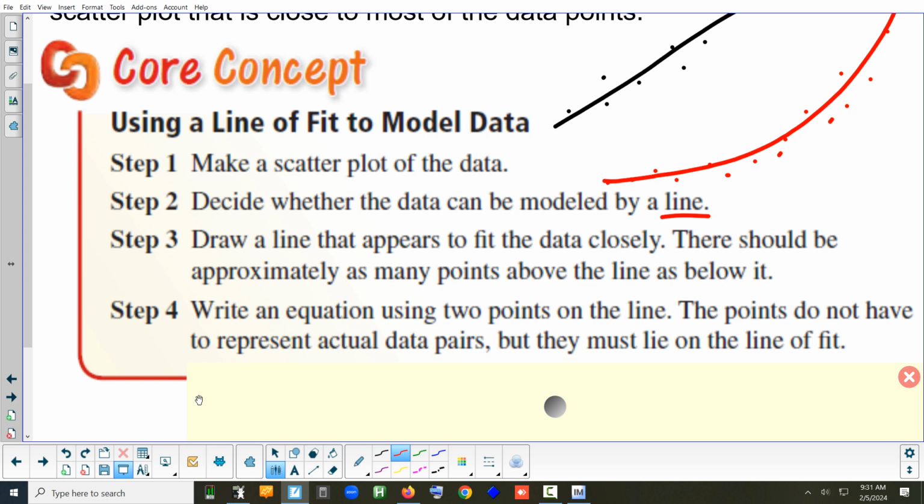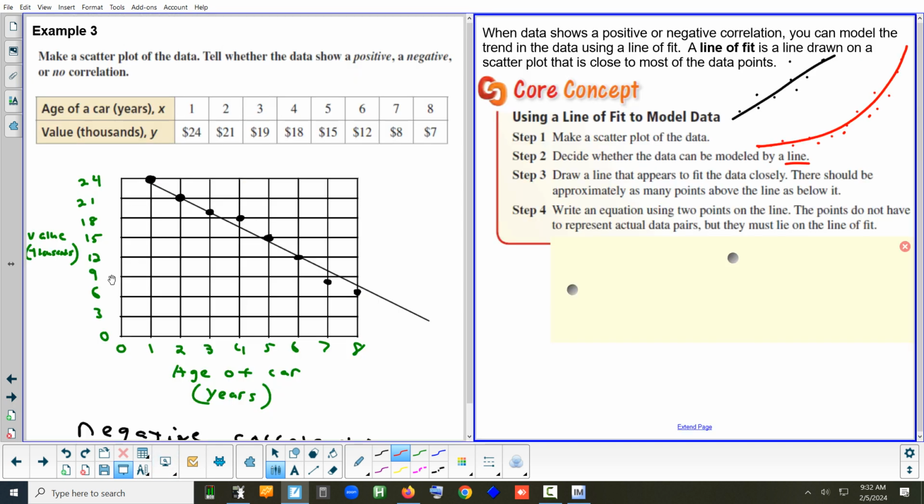Right, so it says write an equation using two points on the line. The points do not have to be from the original data. They just have to be two points that are on the line you drew. And I'll show you an example of that, maybe from the last one that we did.